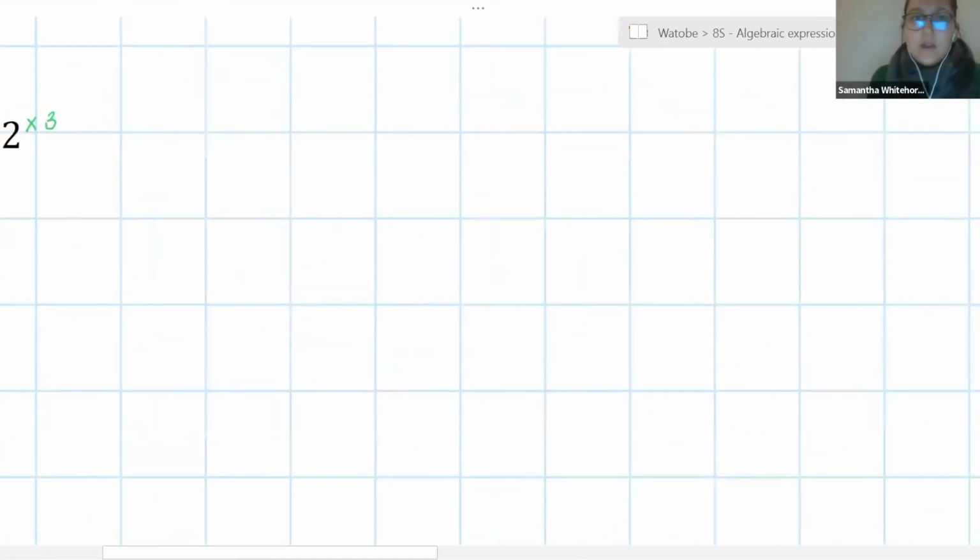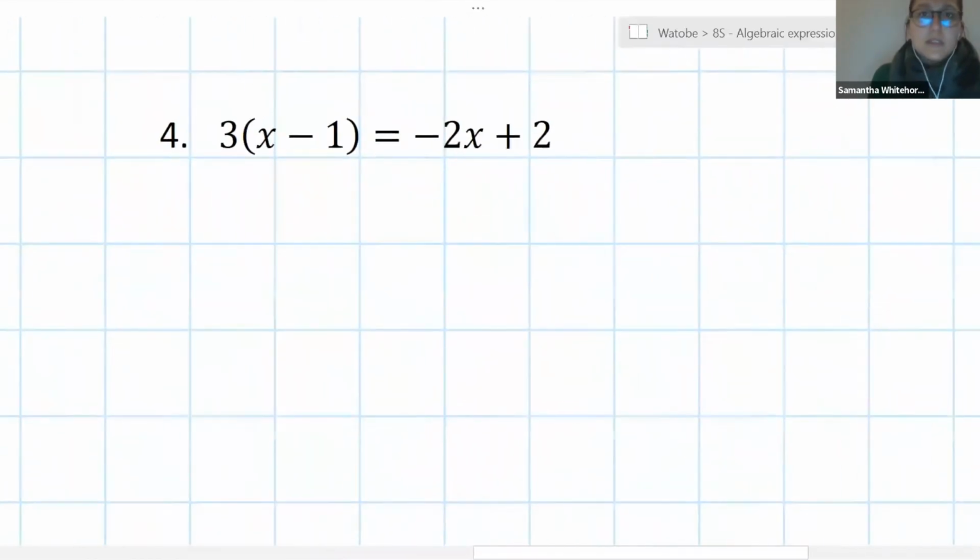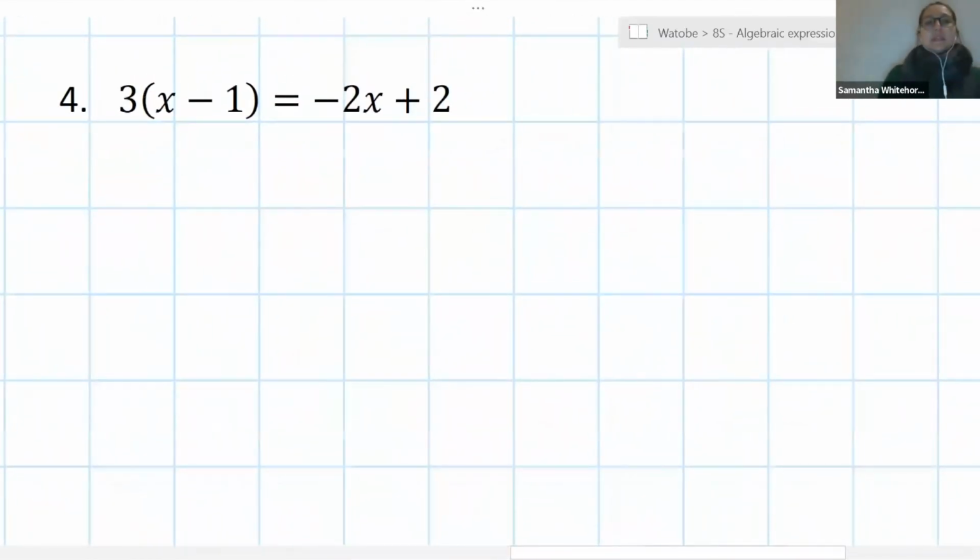Right, let's do one more before we get to the quiz. And if you're new here, the quiz is just a little quiz to help you practice what we've been talking about. Okay, so we've got 3 times x minus 1 is equal to negative 2x plus 2.